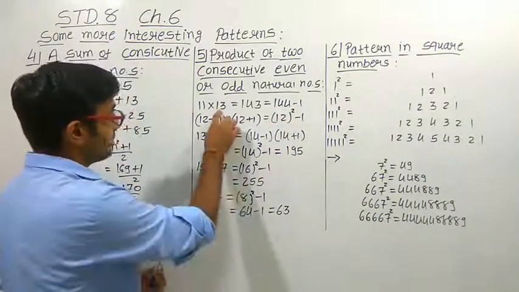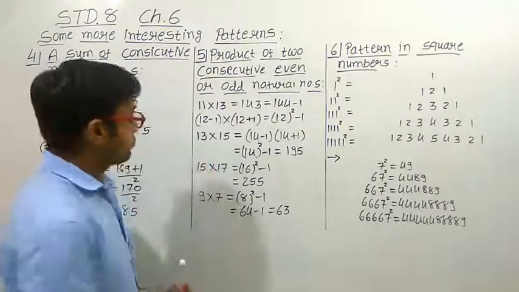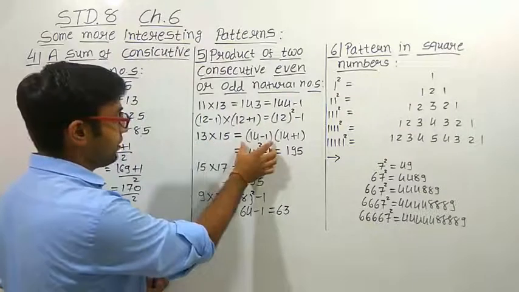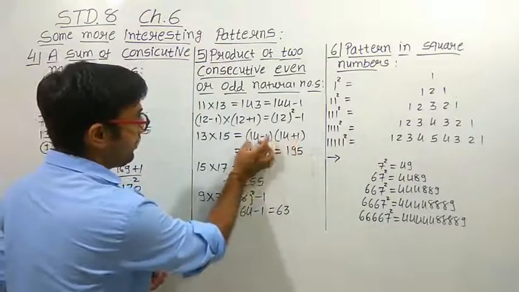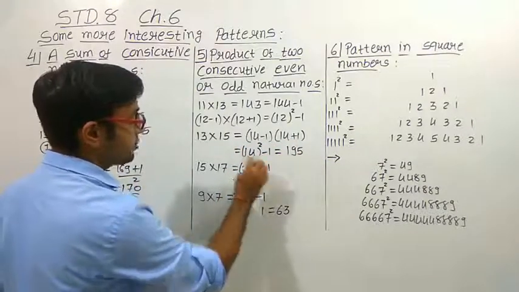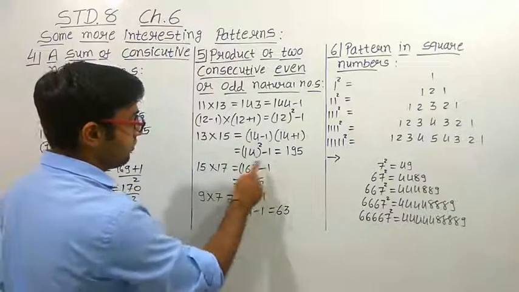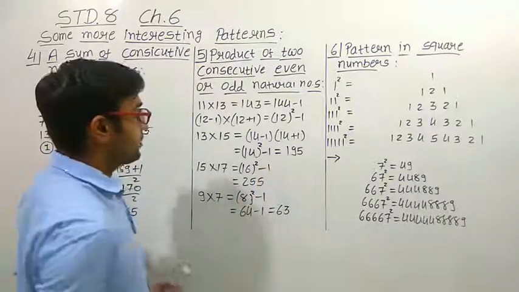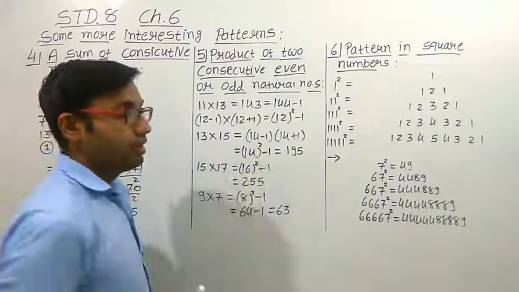Now consider another two consecutive odd numbers, 13 and 15. When we multiply 13 and 15, we can write down 13 as 14 minus 1 and 15 as 14 plus 1. So 14 square minus 1 square, that is 1. 14 square is 196, and 196 minus 1 is 195. So when we multiply 13 and 15 we get 195.